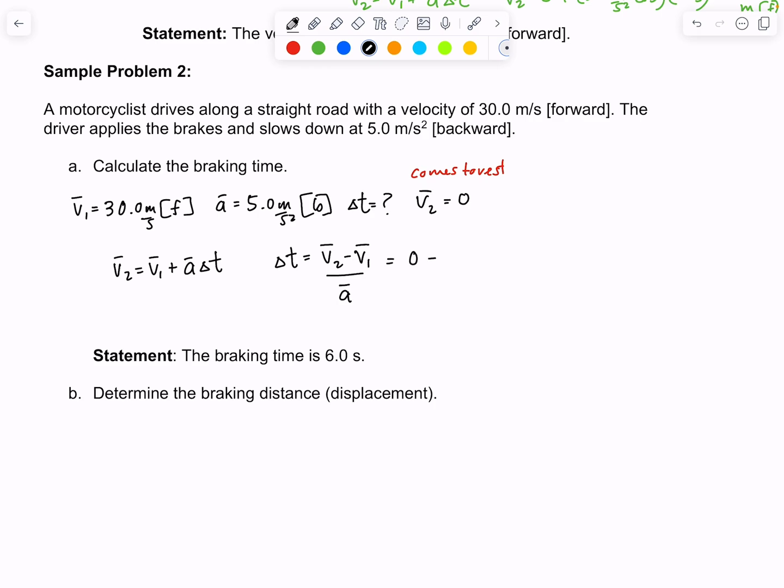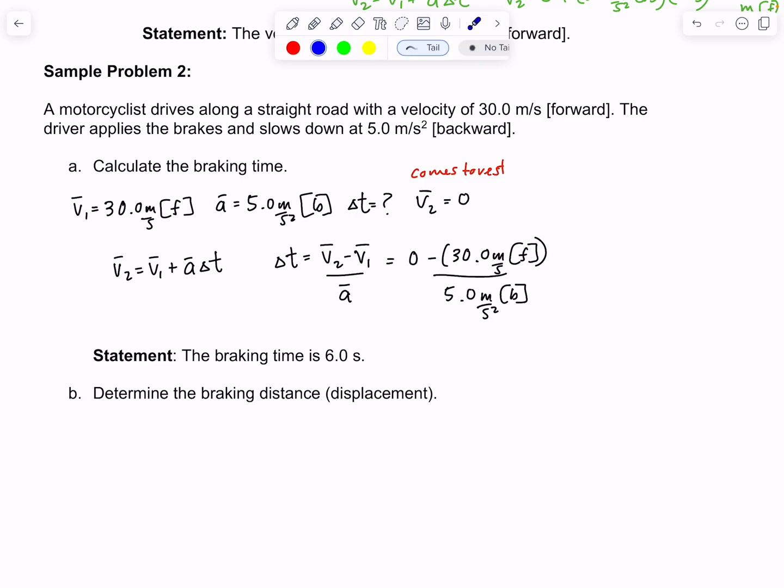V2 is 0 minus 30.0 meters per second forward over 5.0 meters per second squared backwards. Since we are dealing with vector quantities, we have to make sure that they are collinear. Lucky for us, forward and backward are along the same straight line. Only problem is they're not in the same direction.